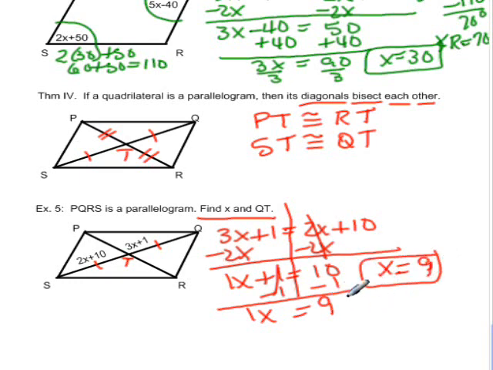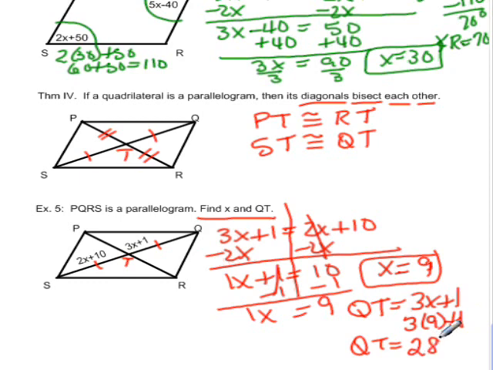Now, it asks us also to find QT. And to find QT, we just sub our 9 in for our x. So our problem was 3x plus 1. So let's sub in our 9. And so QT is equal to 3 times 9 is 27, plus 1 will be 28.